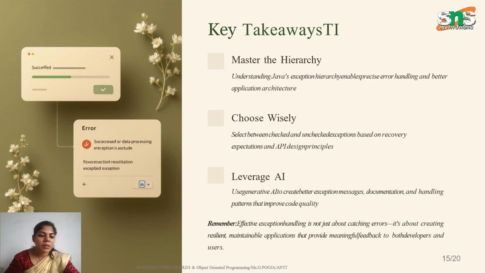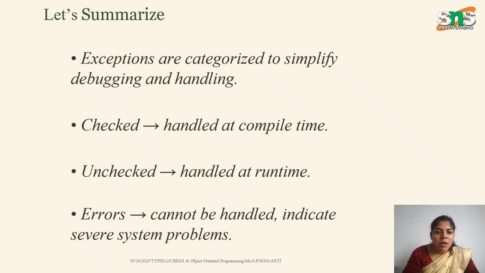So the key takeaways are: exceptions in Java are organized under the Throwable class. They help manage errors in a structured and predictable way. Checked exceptions are handled during compilation, while unchecked exceptions occur at runtime. Errors, on the other hand, represent severe system failures that usually can't be fixed by the program itself.